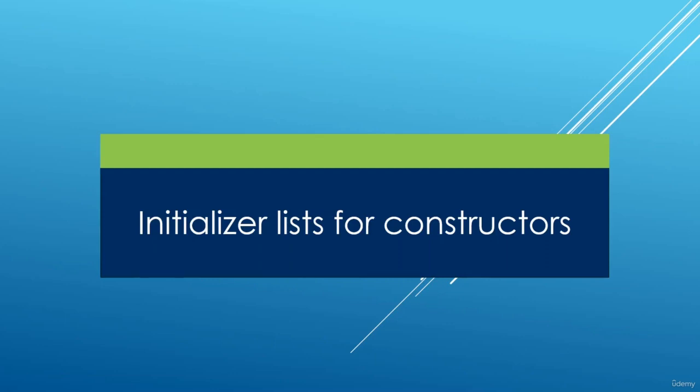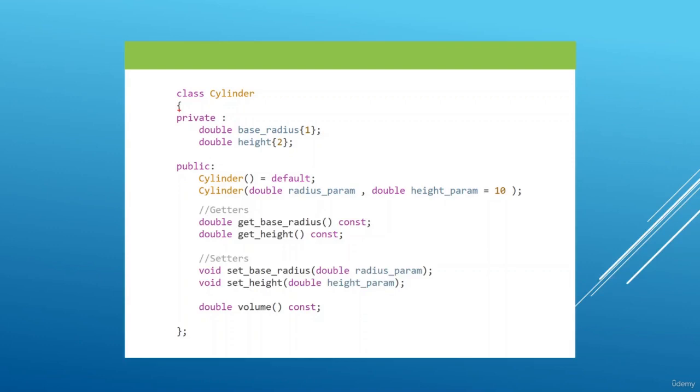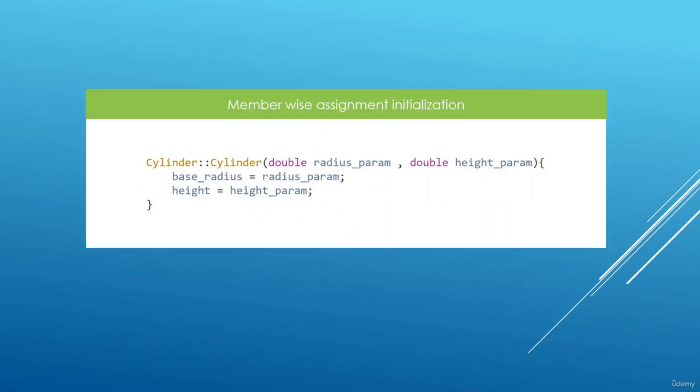In this lecture, we're going to learn about initializer lists with constructors. We already know that we can set up a class like cylinder and use a constructor like this. And when we set up this constructor, what we have been using is member-wise copy initialization. And what do I mean by that? Well, we have been implementing our constructor like this.